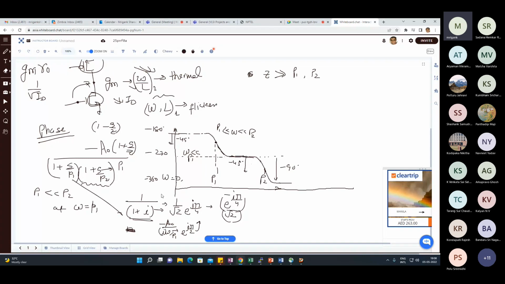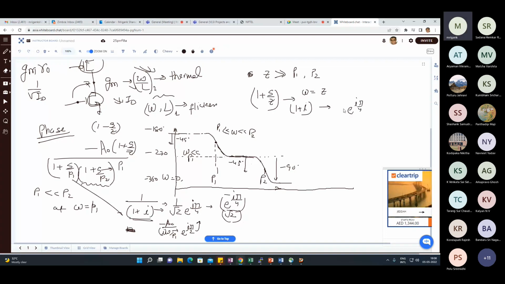Now, after you have reached this condition, minus 360 degree, what is the role if the sign is 1 plus s upon z? So if it is 1 plus s upon z, what is going to happen in the numerator? So s, again, if you look at exactly omega equal to z, that means at the zero frequency, which is much higher than the poles, omega equal to z. So again, you are getting 1 plus iota. That means now it is giving you e to the power iota pi by 4.